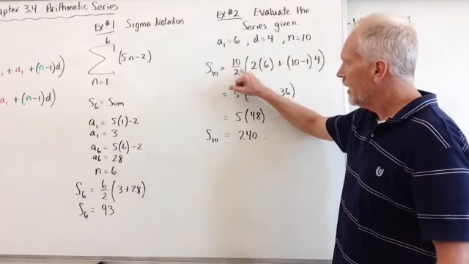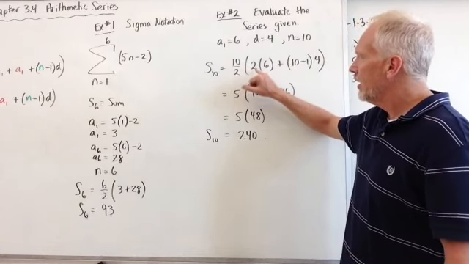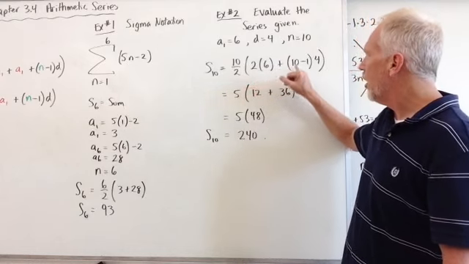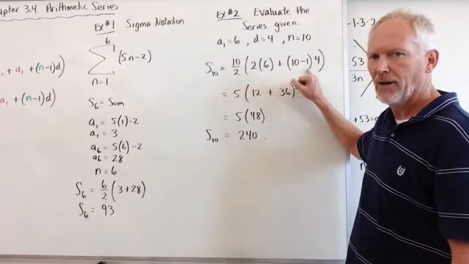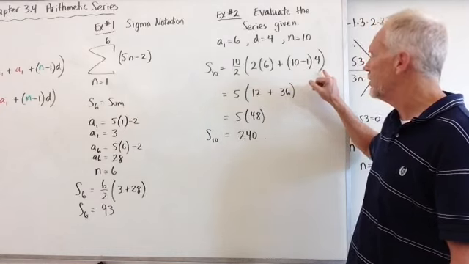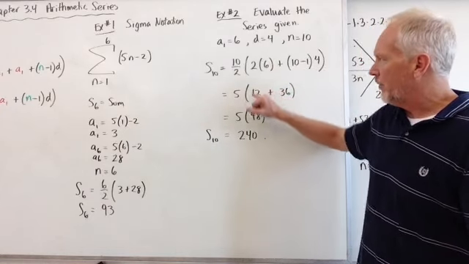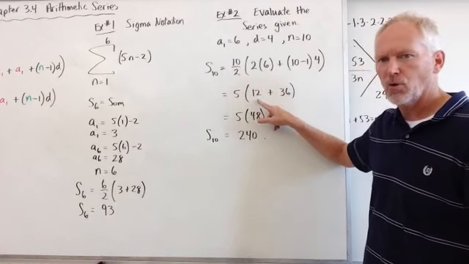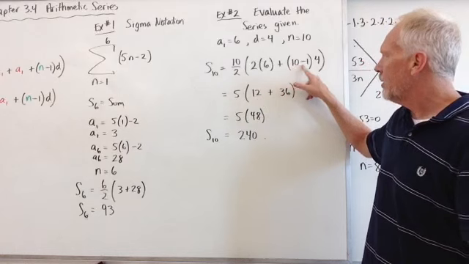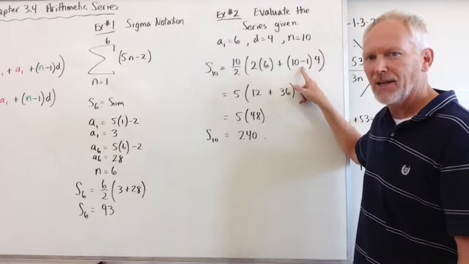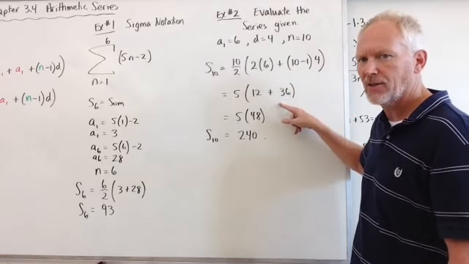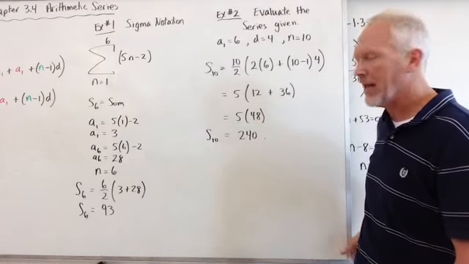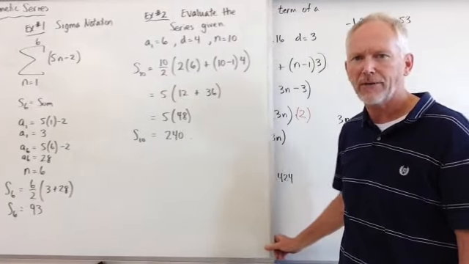So 10 divided by 2 times 2 times the first term, which is 6, plus our n, which is 10, minus 1 times the d value, which is 4. With some simplification, 10 divided by 2 is 5. 2 times 6 is 12, plus 10 minus 1, which would be 9. 9 times 4 is 36. So we get 5 times 48, or the sum of the 10 digits is 240.